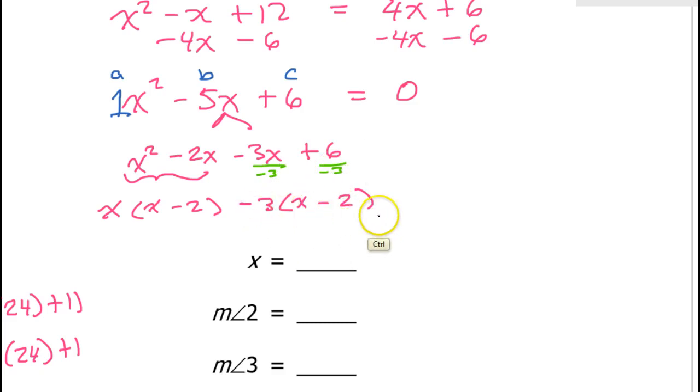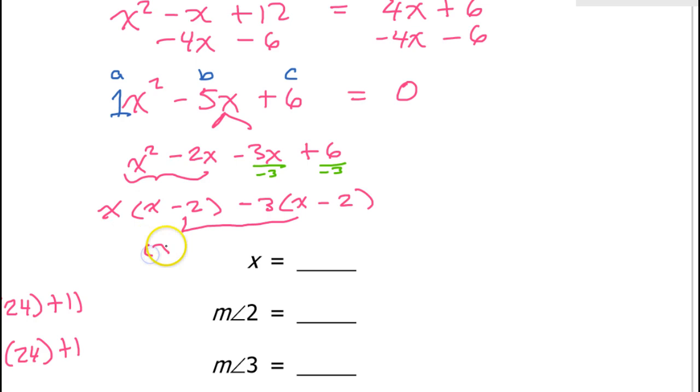And again, if you did the distributive property, negative 3 times x, that's negative 3x. Negative 3 times negative 2 is positive 6. Notice that the way we did it, we come up with a factor that's the same. This x minus 2 appears twice. So x minus 2 is now a common factor. So what you can do is pull that out front.